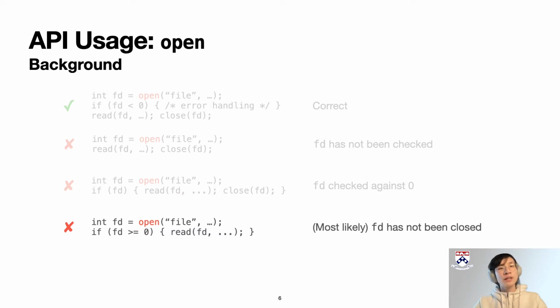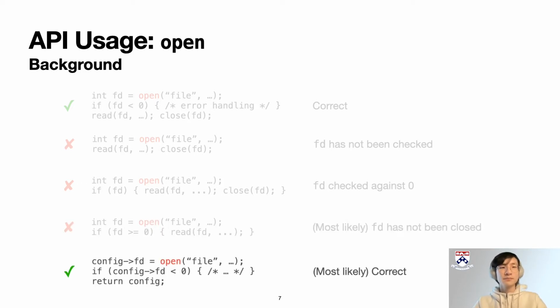This time we show another check of FD which compares to 0 with predicate greater than or equal to. Although different from the first example, this one is actually a correct check as this if-then branch is a success branch. The real problem with this code snippet is that the file descriptor is not being closed, hence another misuse.